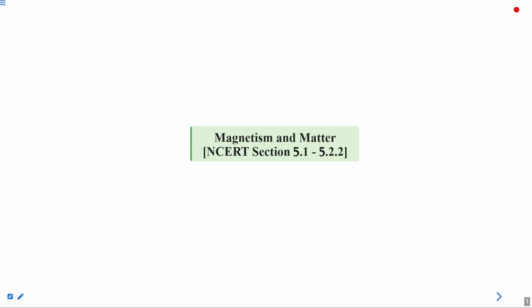So our today's topic is magnetism and matter. New chapter we are going to start. So magnetism and matter, NCERT section 4.1 to 4.2.2. This chapter is in the same unit, moving charges and magnetism, so it is a continuation of that.